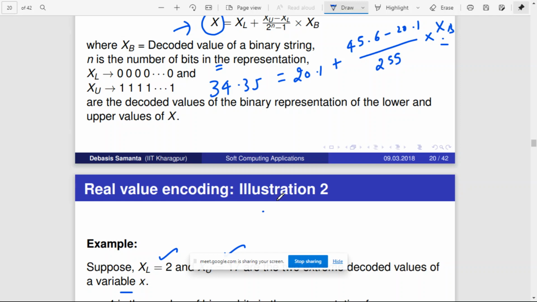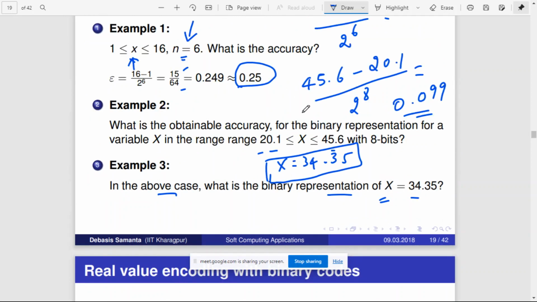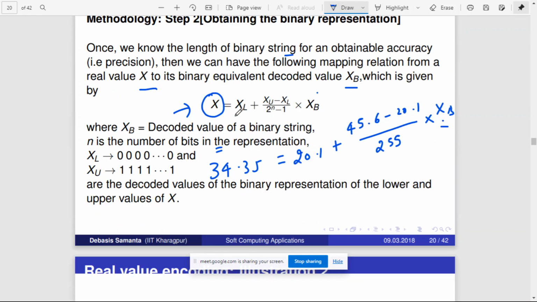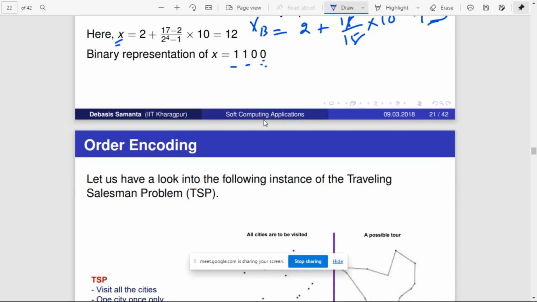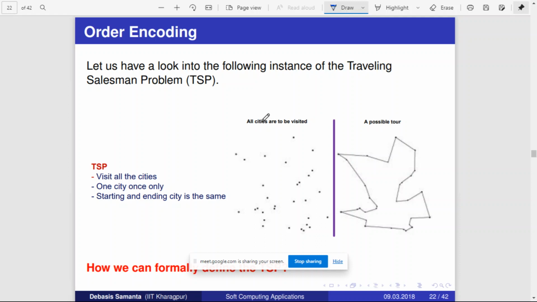So in that case we have to use these formulas, and the accuracy of those binary values also depends on the number of bits that are used to represent those values. Okay, so there are a couple of formulas we have discussed to convert the real value to binary representation, right? So that's it about the second type of encoding. Now we'll move on to the third type of encoding, which is called order encoding.